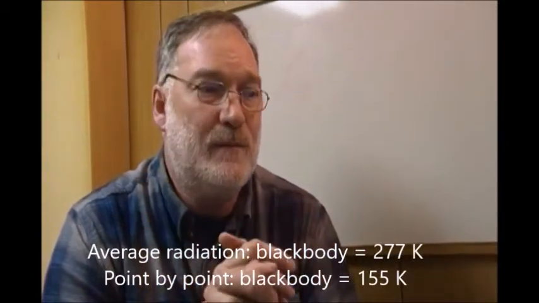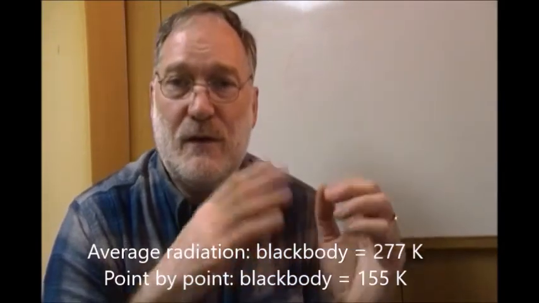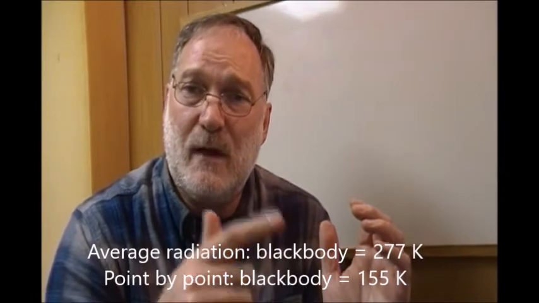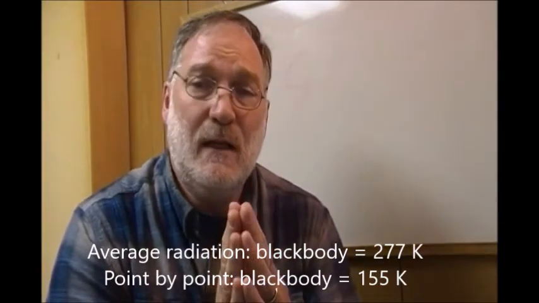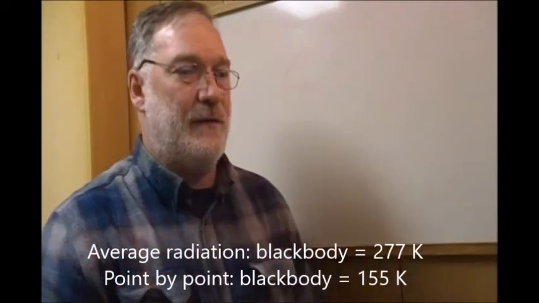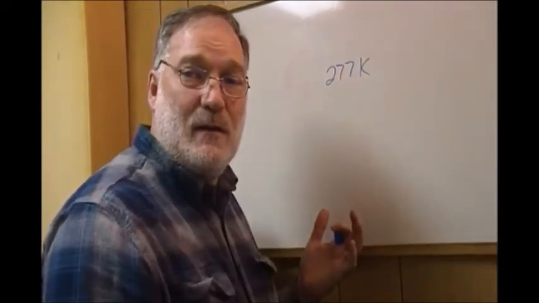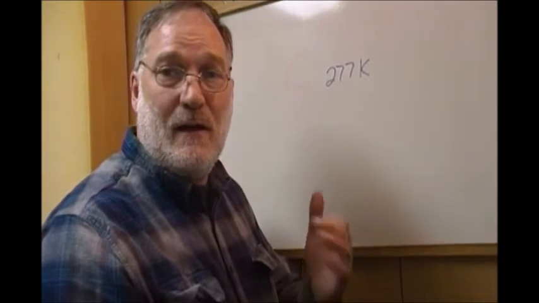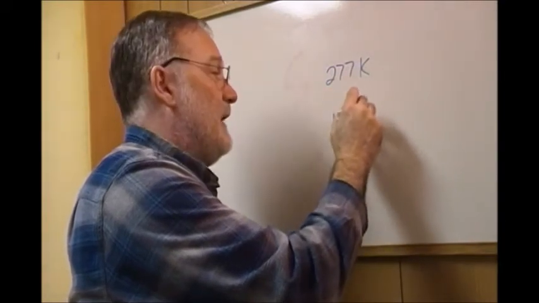Now, using average radiation, which I explained in the first video is the wrong way to do it, if we used average radiation to find the black body temperature of the moon, it would be calculated to be about 277 Kelvin. If you take the whole surface of the moon point by point and calculate the black body temperature for each point, including the dark side, the real average black body temperature of the moon is only 155 Kelvin. So you've got 277 Kelvin with the average radiation method, which I demonstrated in the first video is the wrong way to do it, and then you've got the right way to do it, a much lower temperature, 155 Kelvin.